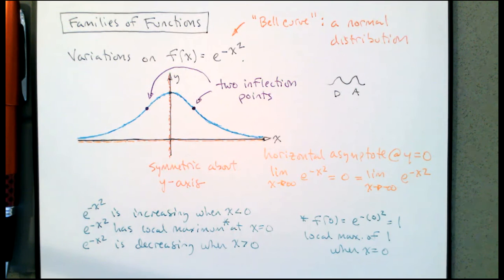So take a moment and think about what it is about this function e to the negative x squared that'll make it symmetric about the y-axis. What is it about the function that gives us this horizontal asymptote at 0? How can we verify that there's this one critical point at 0? And how can we find these two inflection points? Those are 4 observations that we made.